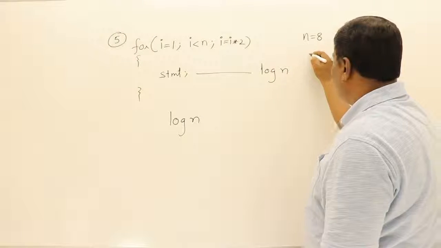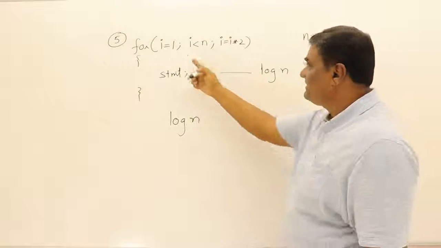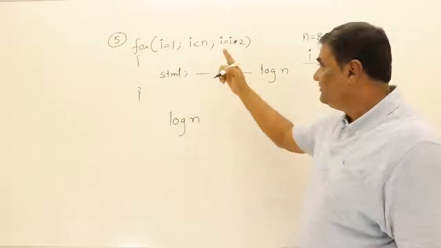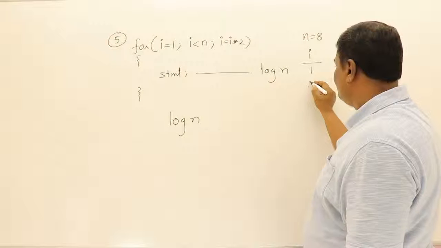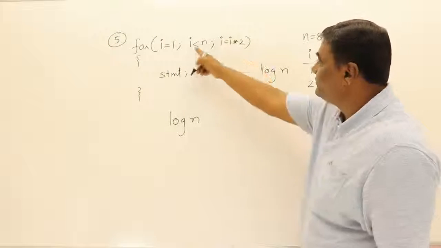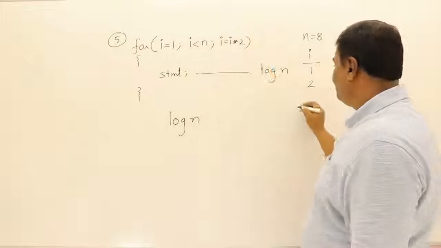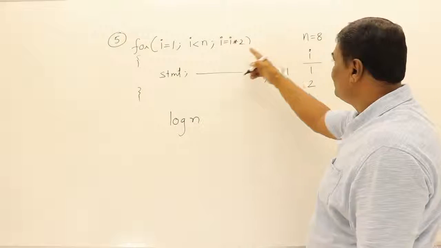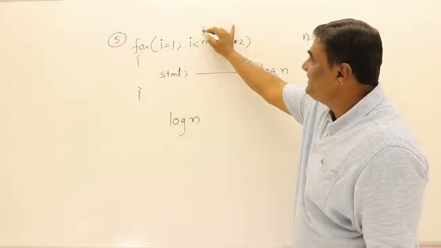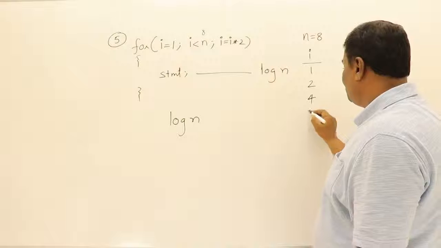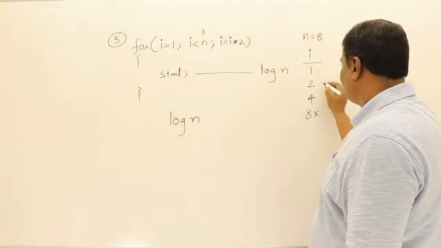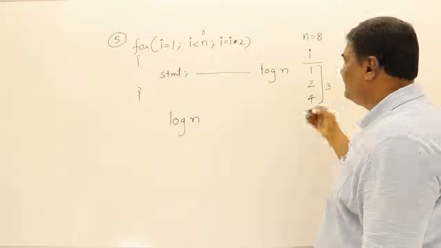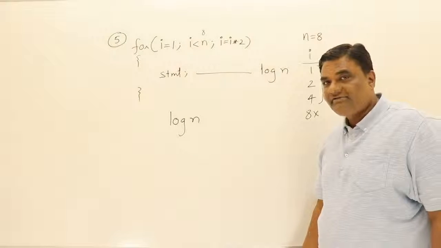Now let us trace this one by taking a sample value. I is 1 initially, then I is multiplied by 2, so it is 2. 2 is less than 8, then again multiplied by 2, 4. So 4 is less than 8, n is 8, right? So again multiplied by 2, now 8 is not less than 8, so it will stop. So total how many times is it repeating? It is repeating for 3 times.